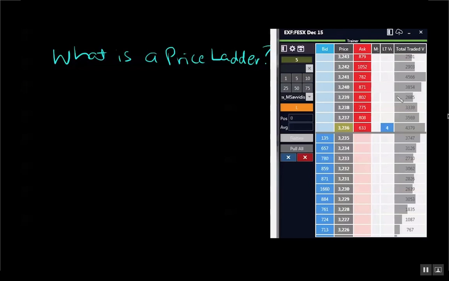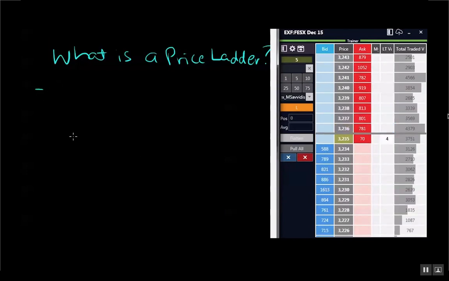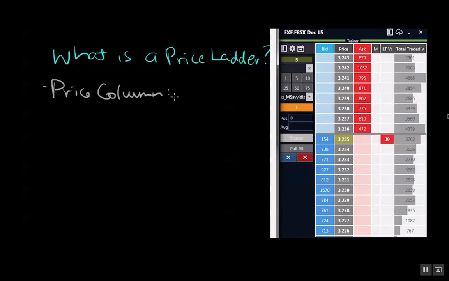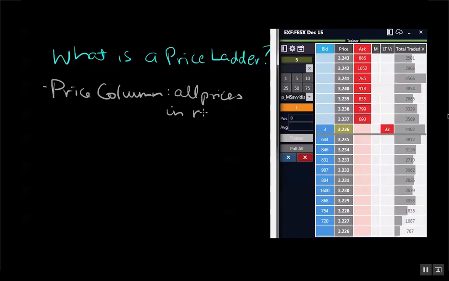So what we first took a look at is obviously the price column, and as we said, it has all prices in respective tick increments.